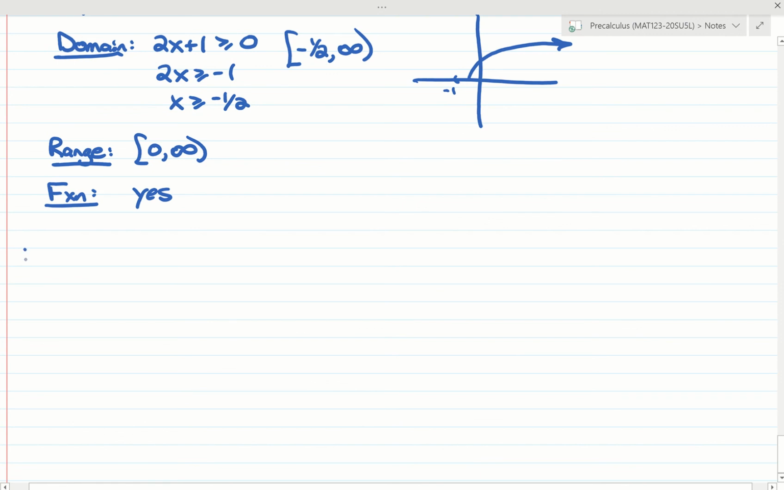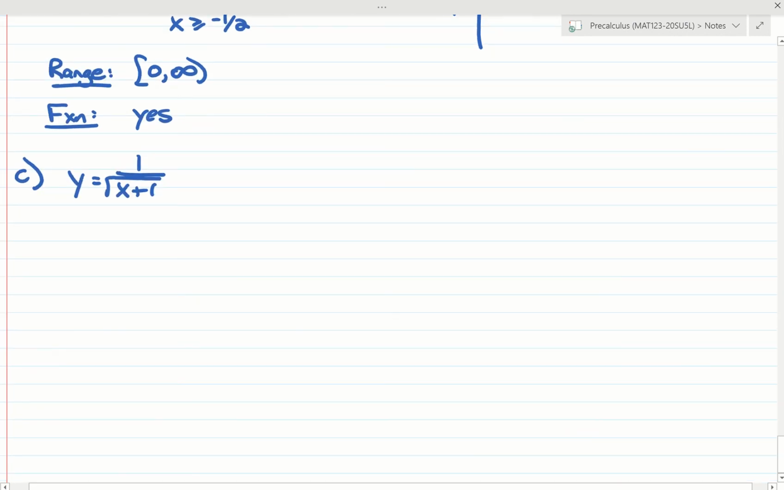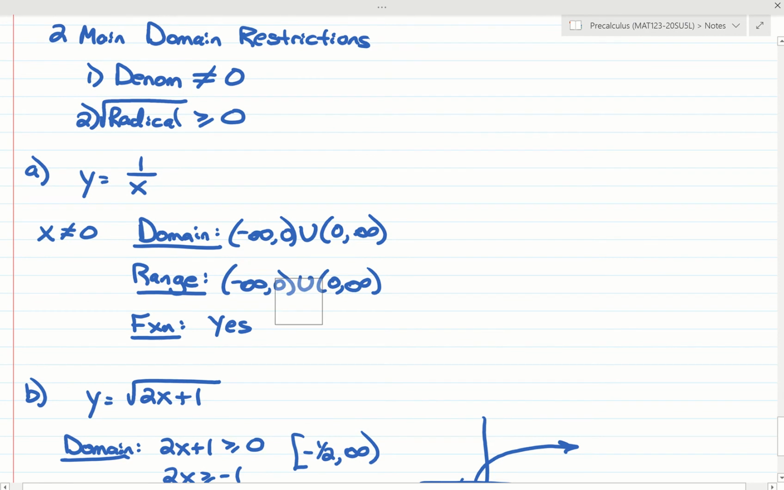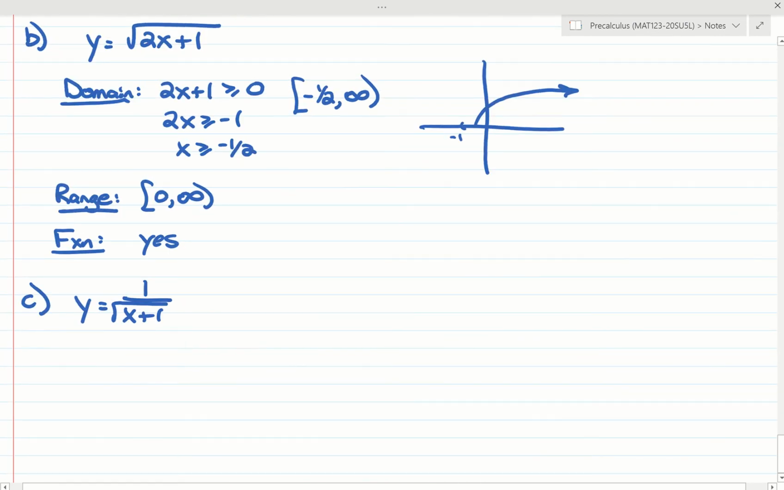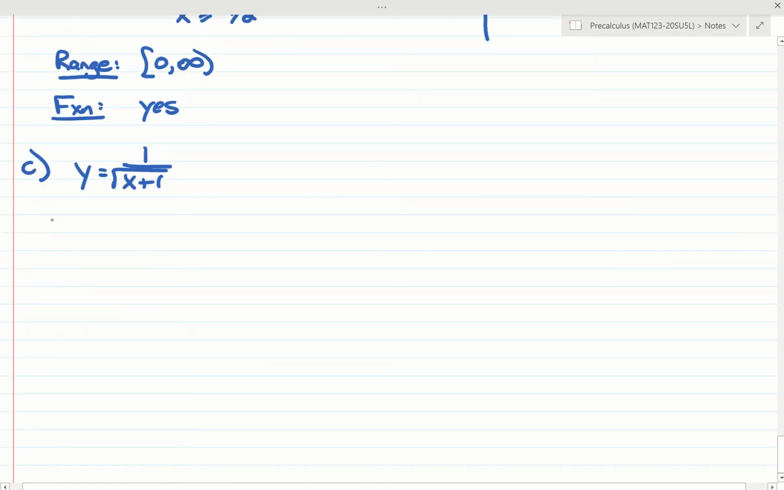One more. What if we did a combination? Let's say y is equal to 1 over the square root of x plus 1. Well, first domain test, remember we have two, right? Is there a denominator and is there a radical? The answer is yes, there's both. So for the domain, we have to take care of both, right? One thing we have to make sure is when is the square root of x plus 1 equal to 0? And then we're going to say that that's not going to be an answer. If you square both sides, subtract 1, you get x can't be negative 1.